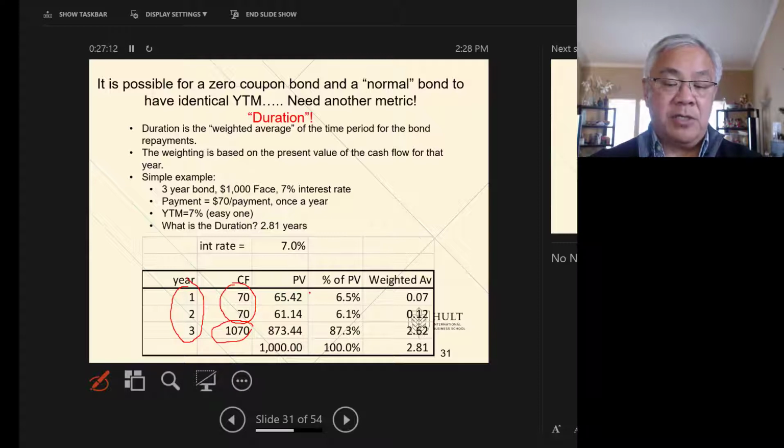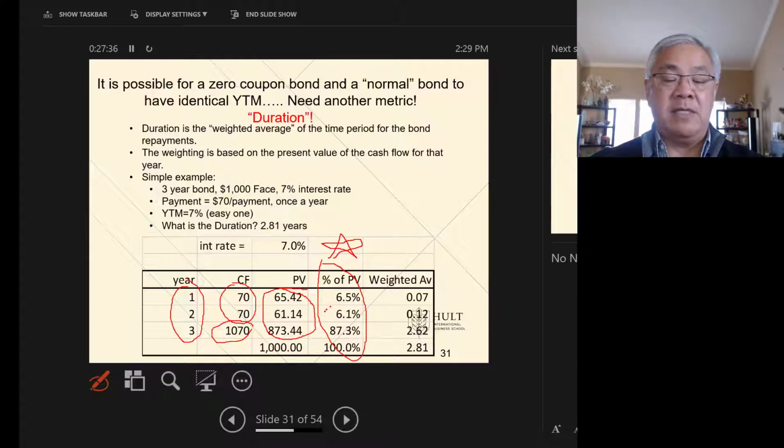The PV function is a little bit different from what we've done before. We're simply doing the present value of each of the payments. PV of the 70, PV of the second 70, and PV of the final payment. Then we do this part, which is very unusual. We haven't done this before. This is the essence of duration. This is a key step here.